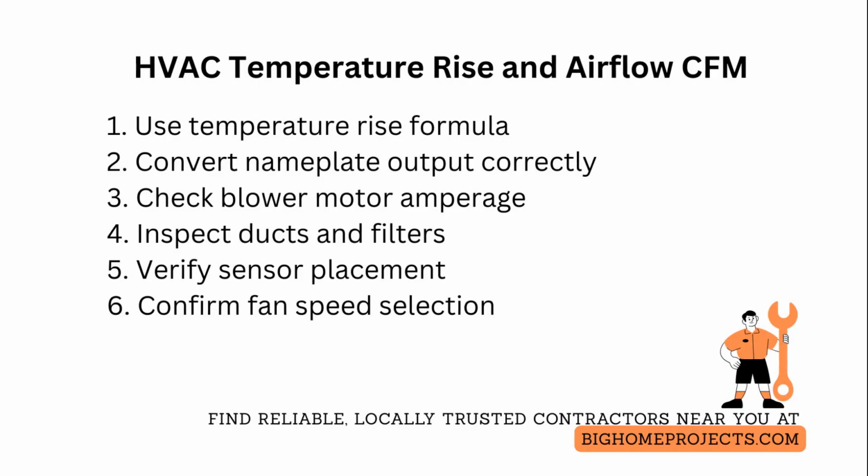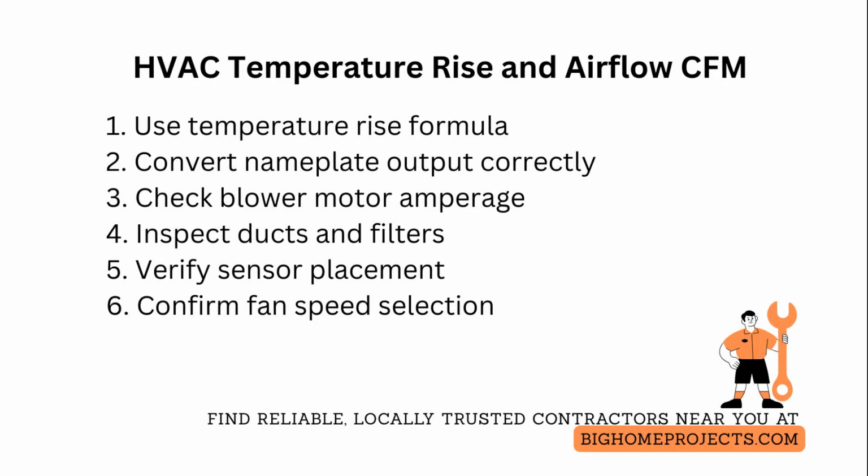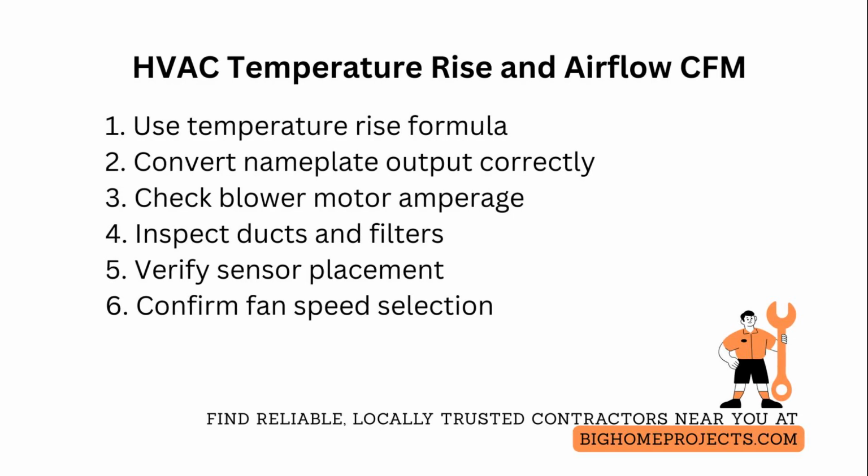First, calculate sensible heat load from the rated output in British thermal units per hour. Then divide by 1.08 times the measured temperature rise to get cubic feet per minute, and always convert furnace nameplate output to net heat by subtracting blower heat if specified by the manufacturer.